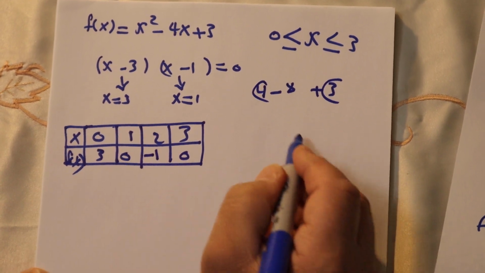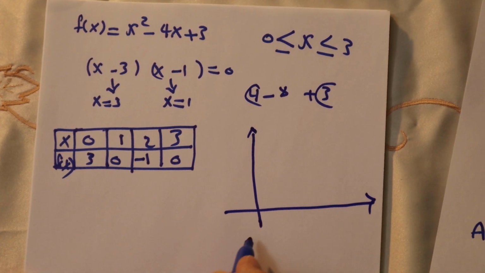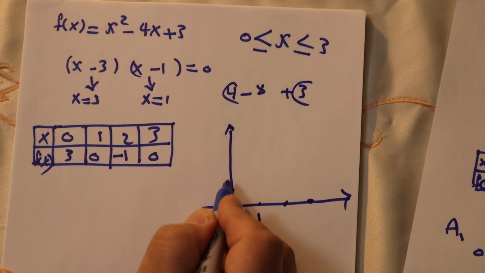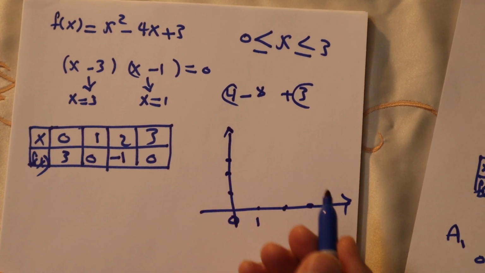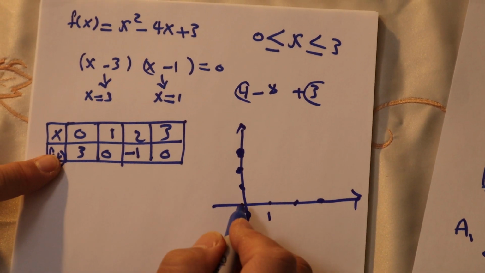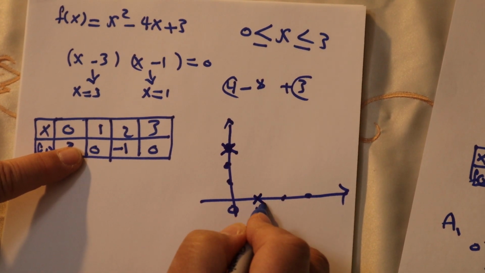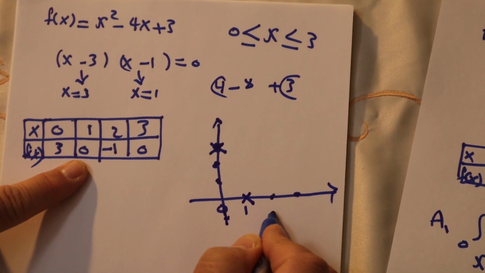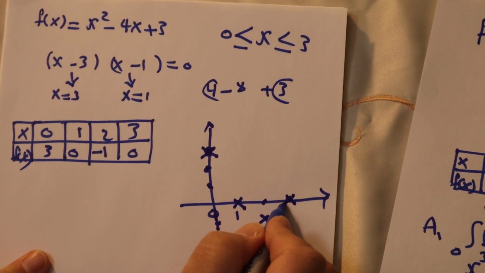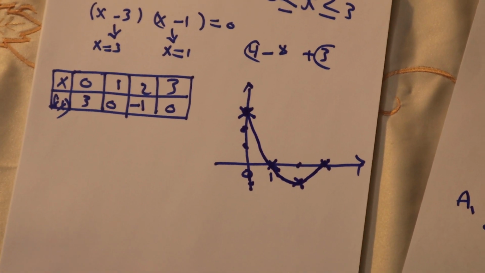So now we know how it looks, and we can graph the function. Plot 0, 1, 2, 3. We don't need more than 3. Plot 0 and 3, this is the first point. Then 1 and 0. Then 2 and negative 1, so you go down a little bit here. And then 3 and 0. Connect the points.